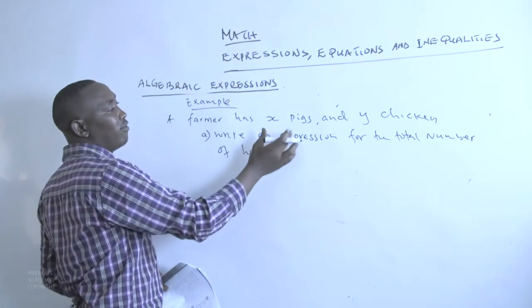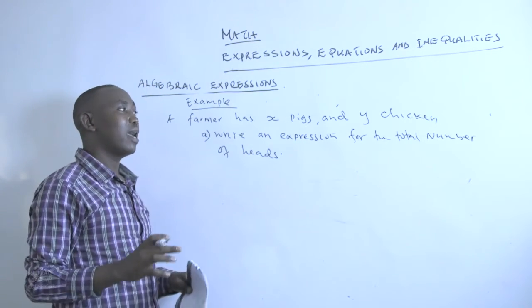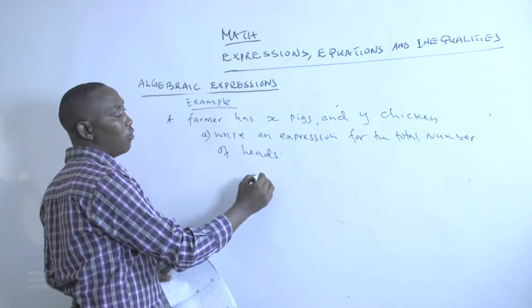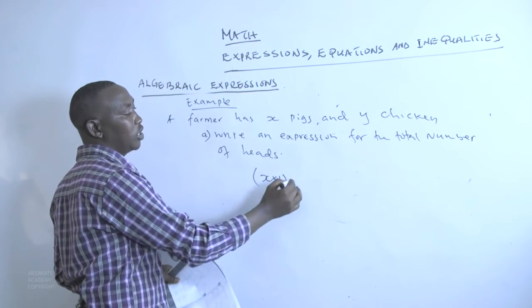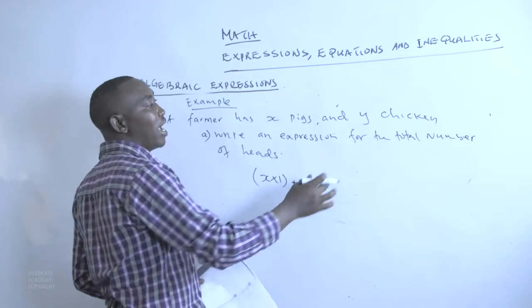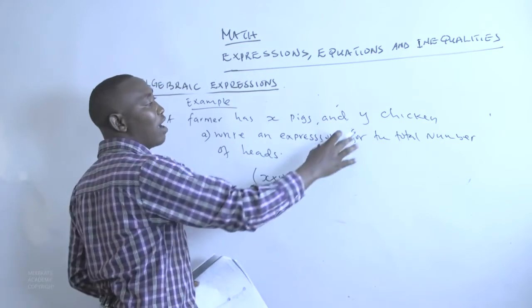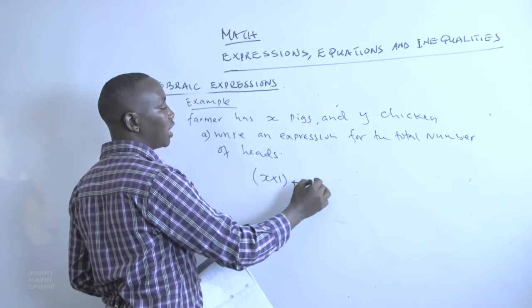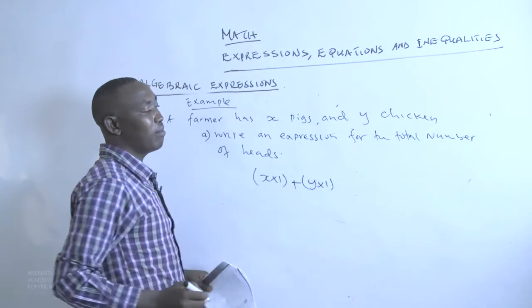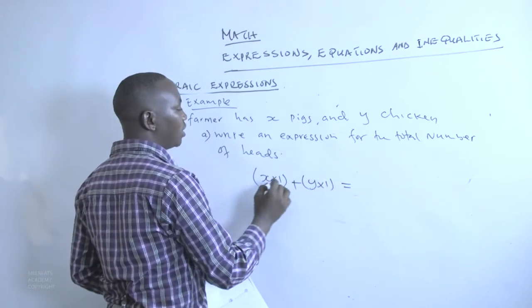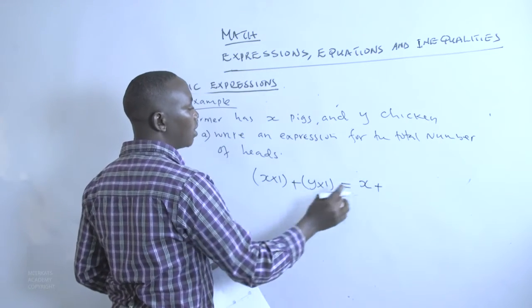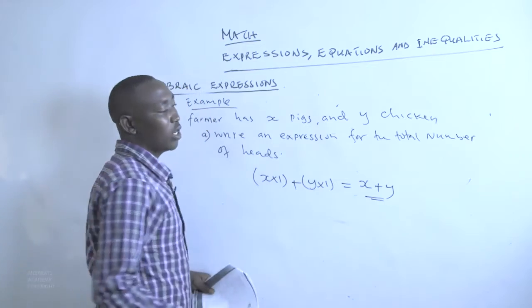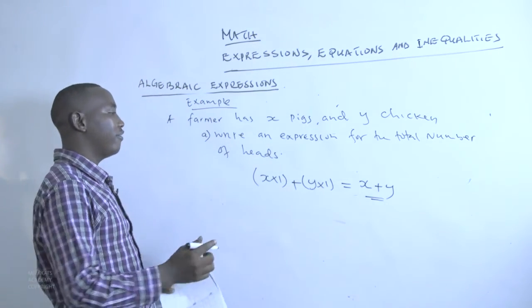Therefore, if you have x pigs, the number of heads in that particular farm for the pigs will be x multiplied by 1 head each, added to the number of heads of the total number of chickens. So we have y chickens, and each chicken has got 1 head. Therefore, we shall have y multiplied by 1. This will give us x multiplied by 1 is x, y multiplied by 1 is y. Therefore, this will be the total number of heads in that particular farm.